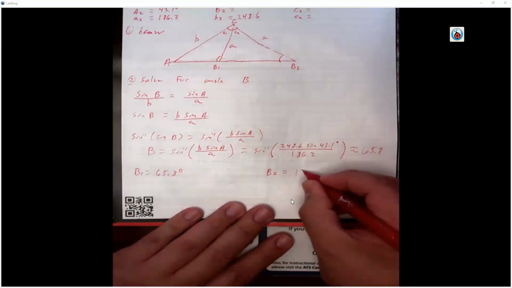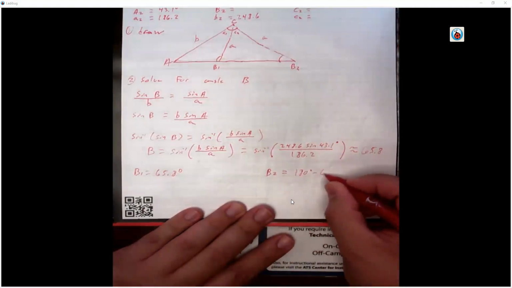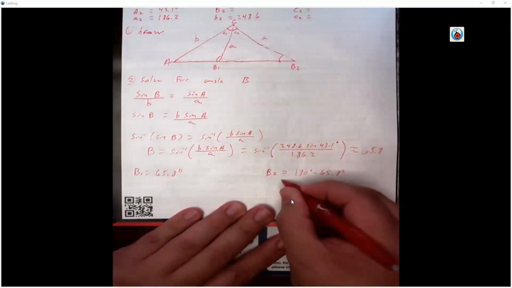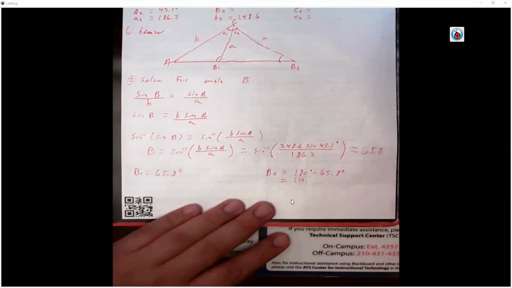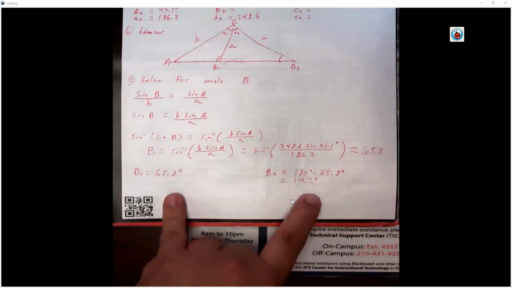So if we find the other one, 180 minus 65.81, what is it? 114.2. Okay, so the B's will be different. Now, you need a test, even though I already told you there are two triangles. You need a test, right? That's what you're supposed to do.